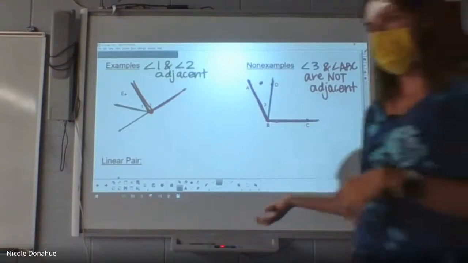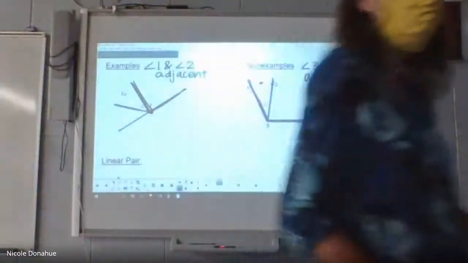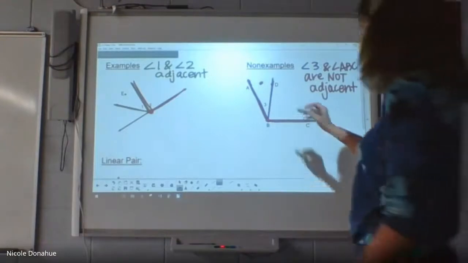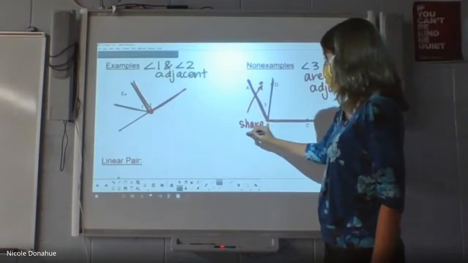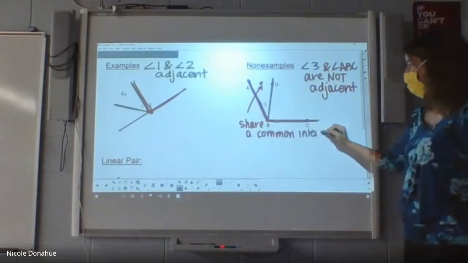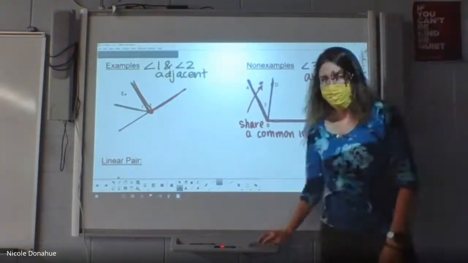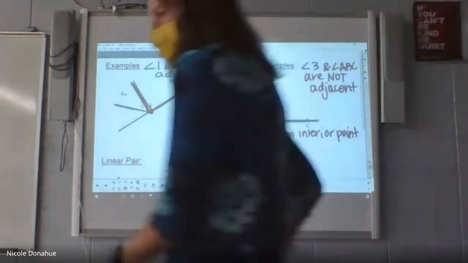So if I said pick someone to sit next to you and then you sat on their lap or something, that would be like not adjacent. Don't sit on their lap. So angles can't be on top of each other, because they share that common interior point. Just a little more detail. If you got it, you don't have to write that down, but that's the reason why they're not adjacent.